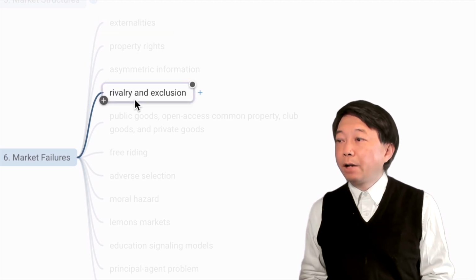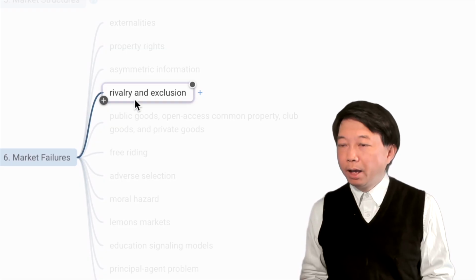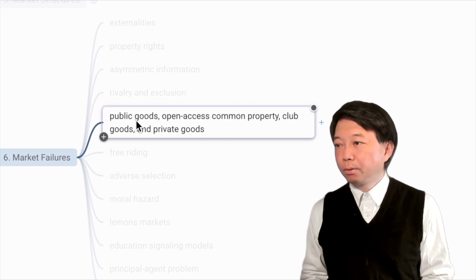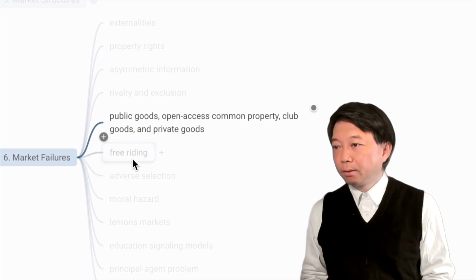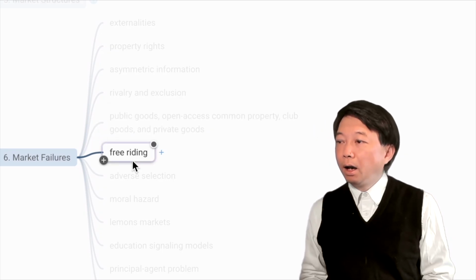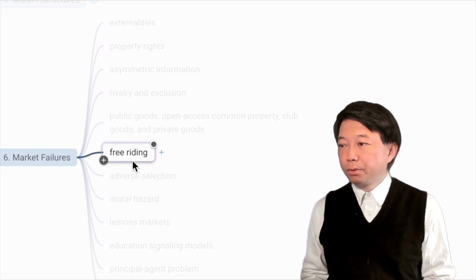Based on the characteristics of rivalry and exclusion, we classify goods into four types: public goods, open access common property, club goods, and private goods. We will discuss free riding and the under-provision of public goods.